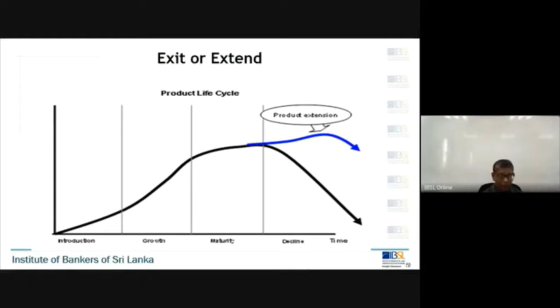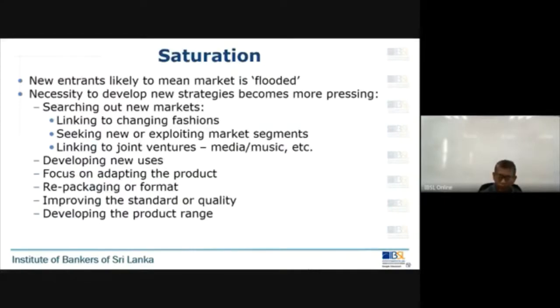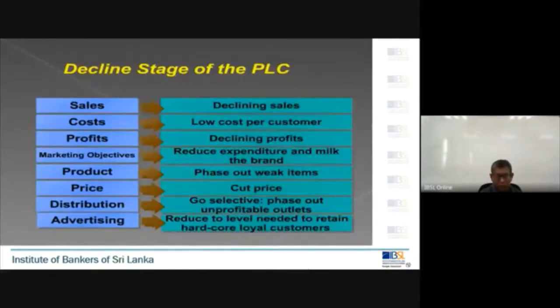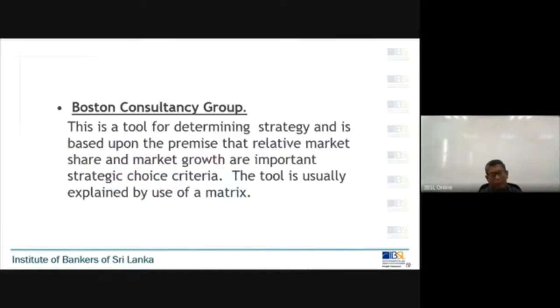Not only one, right? Okay, now what does product portfolio mean? Products and services available in your bank to sell to customers. That is product portfolio. Next one. The decline stage, what happened? Right.